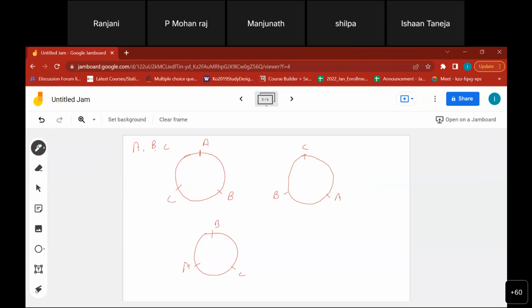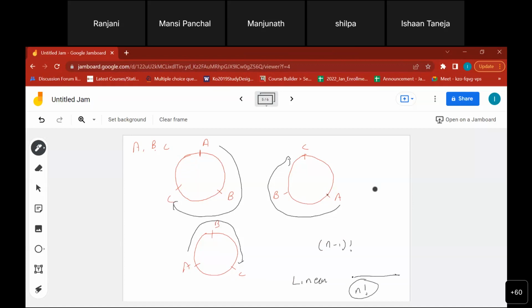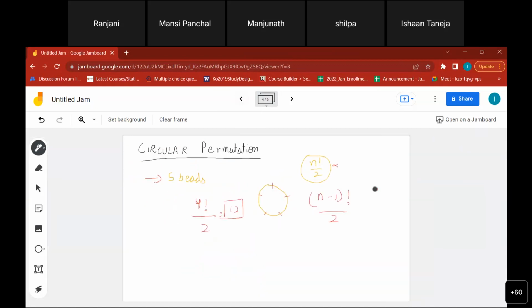Suppose if I start from this point, it would be A, B, and C in this order. If I start from this point, it would be A, B, and C in this order. And in this also, it would be A, B, and C in this order. So these all 3 are the same. So to avoid these duplicate cases, we take n minus 1 factorial. But in case of linear, we know that there is a starting point and an ending point, so it's only n factorial, right? Clear, everyone? Or any doubt? Okay, let's complicate this beads question a bit.